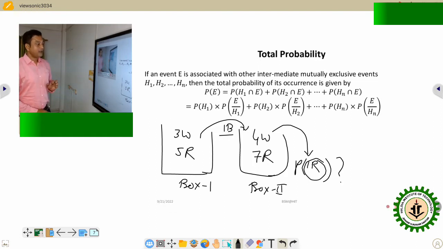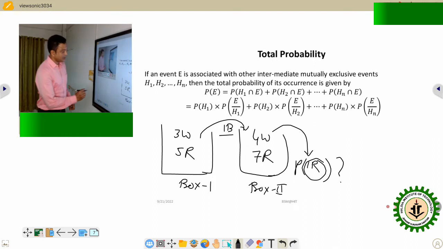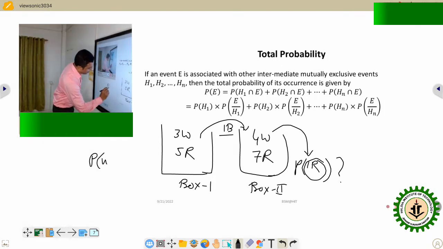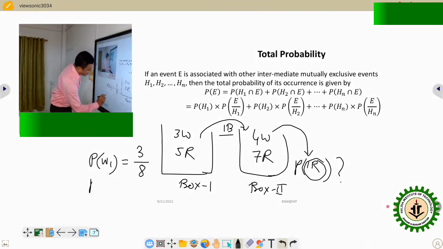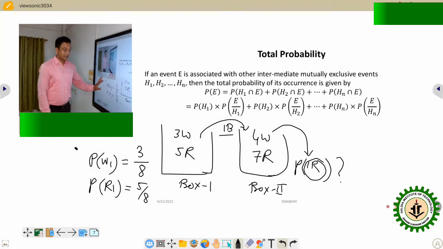Now look at this. If I write the probability of W1, meaning drawing a white ball from box 1, then the total number of white balls is 3 and total balls is 8. So this is 3 by 8. If you want to draw a red ball from box 1, then in the same way it is 5 by 8. Okay, no problem with this one.